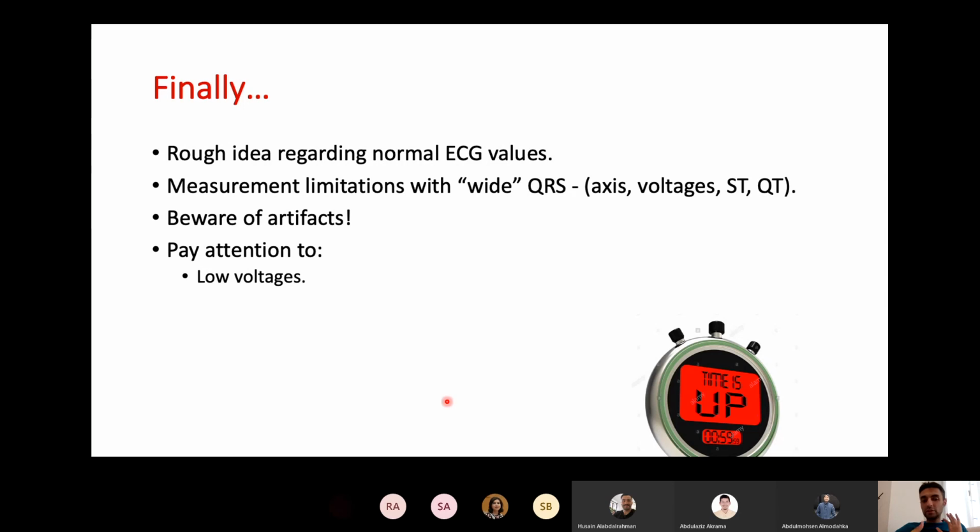And then there are artifacts that are very commonly seen in pediatrics, and you have to be aware of them. Okay, and sometimes you see low voltages, and of course, this could be a sign of pericardial effusion, pleural effusion, or just a big chest wall, or cardiomyopathy. So pay attention to the voltages and whether they are low or normal. Okay, we always pay attention to high voltage, but sometimes low voltage is also not good.